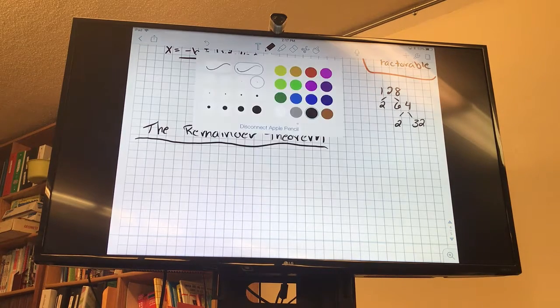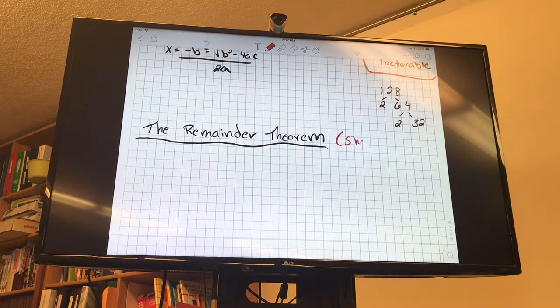Okay, the remainder theorem. I like to think of the remainder theorem as a quick little shortcut for plugging into a function. Okay, back in the day before graphing calculators, the remainder theorem was hugely used. Right now it's not used as much because it's quick and easy for us to plug stuff into a function without it.